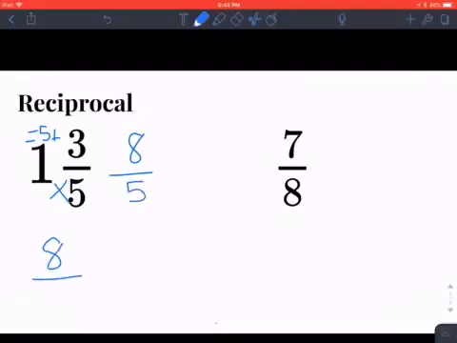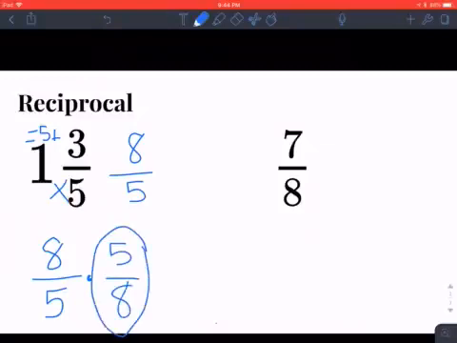So really, 1 3/5 is the same as 8/5, and now we are going to flip that over, and we're going to make this 5/8. So our inverse, or our reciprocal, is 5/8. And if we take 8 times 5, we get 40. 5 times 8, we get 40, and that gives us an answer of 1. So our reciprocal for 1 3/5 is 5/8.